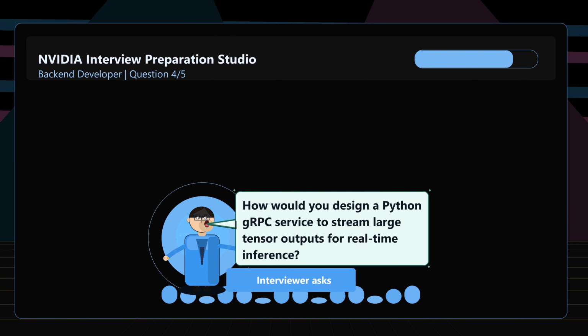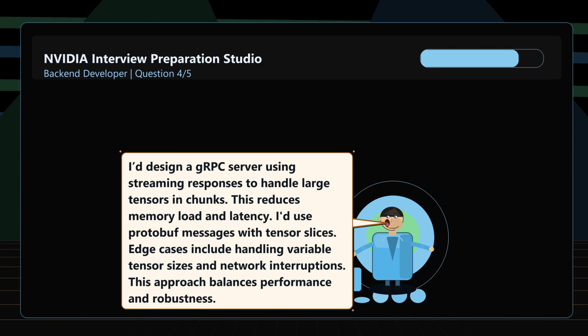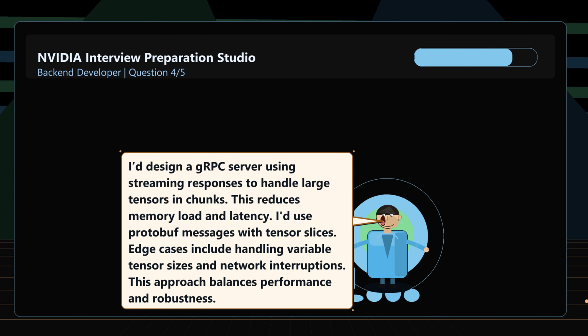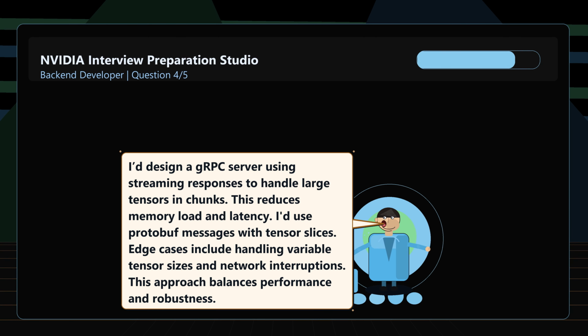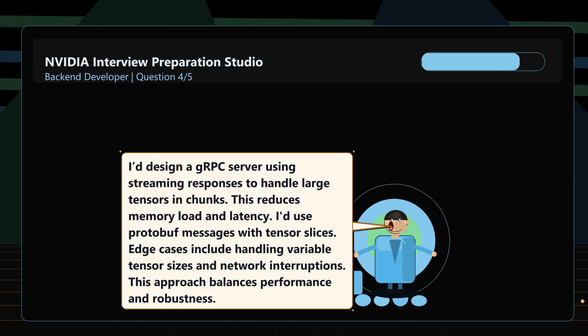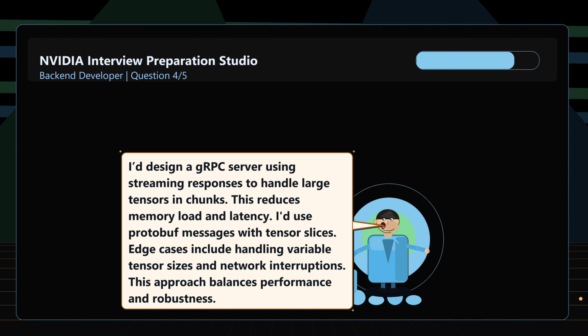To build a Python gRPC service for streaming large tensor outputs, I'd implement server-side streaming RPC methods, enabling chunk transmission of tensor data using protobuf definitions tailored for tensor slices. This approach reduces memory overhead and allows real-time handling of outputs.